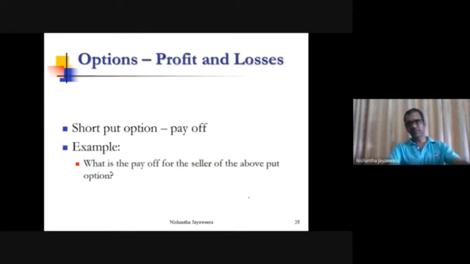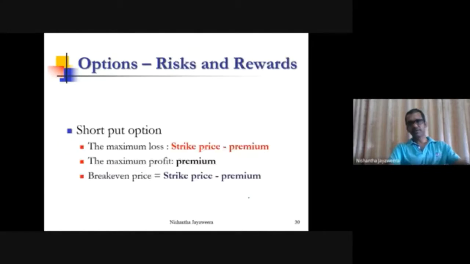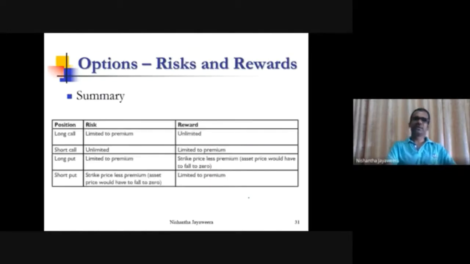So this is what we discussed. Short put option payoff diagram and the summary. This gives you the summary of what we discussed so far.